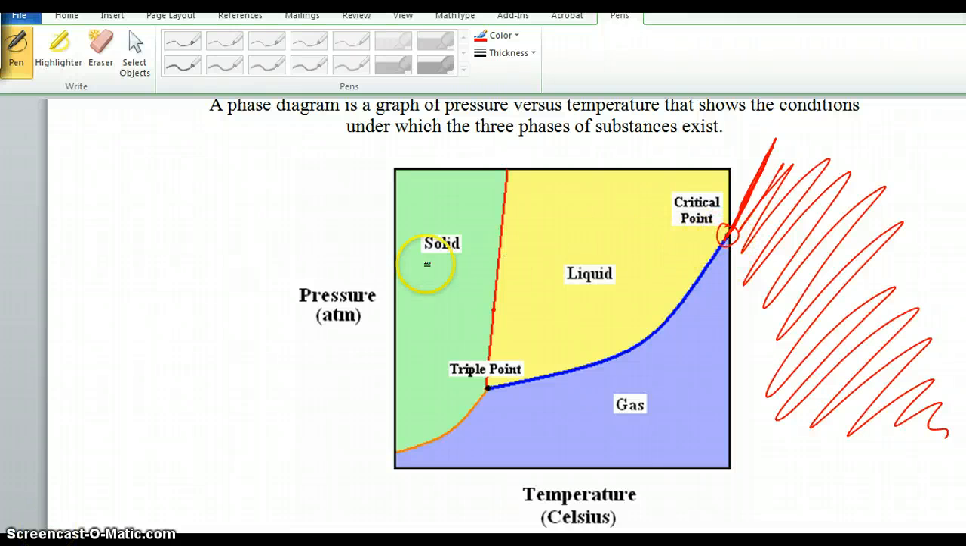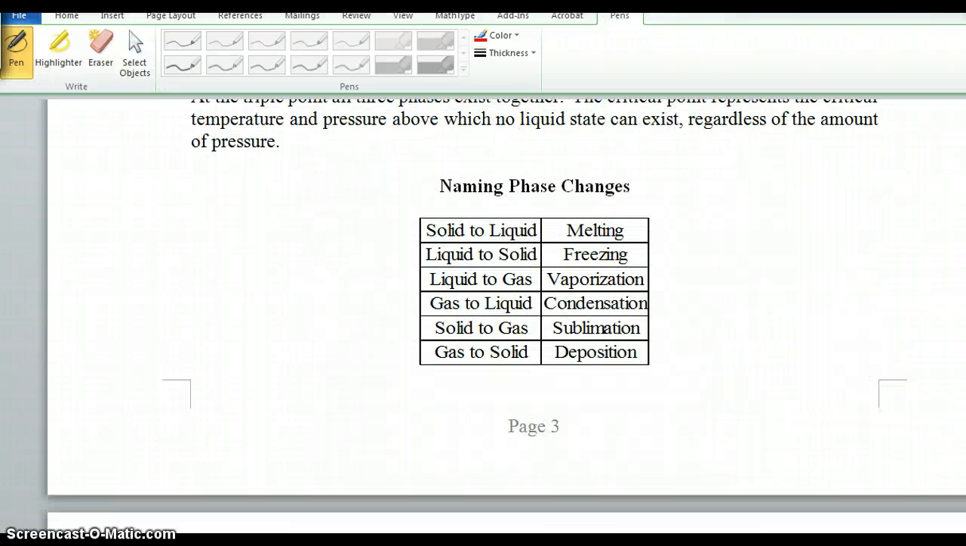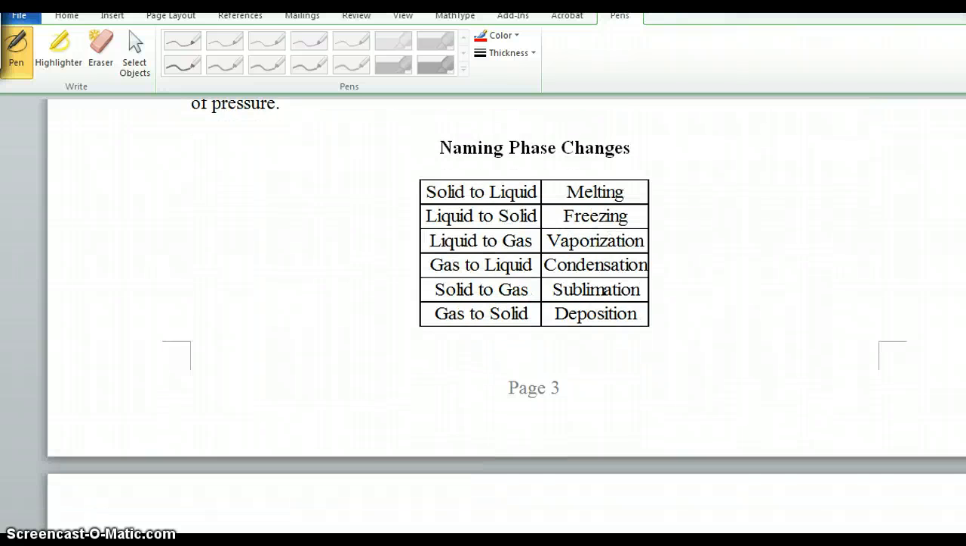So the pressure that corresponds with this point is considered the critical pressure, and this temperature here at the end of our graph is considered the critical temperature, and those all correspond with the critical point. And then the other thing that you need to be familiar with for this chapter is the name of different phase changes. So for instance, solid to a liquid is called melting, liquid to a solid is called freezing, and so on. So you need to essentially memorize the names of all of these phase changes.